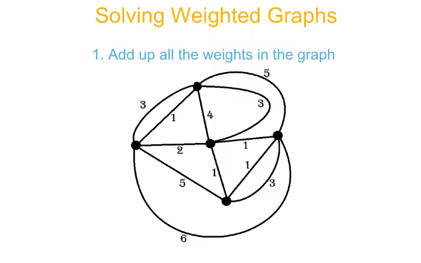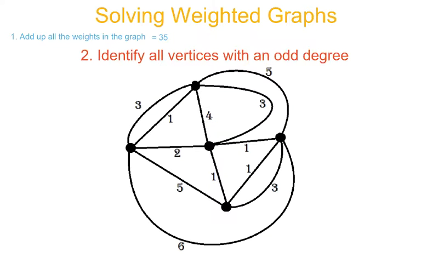So when you add them up, you go 6 plus 5 is 11, plus 2 is 13, 14, 15, 16, 19, 22, 27, 31, 32, 35. So the weights in this graph add up to 35.